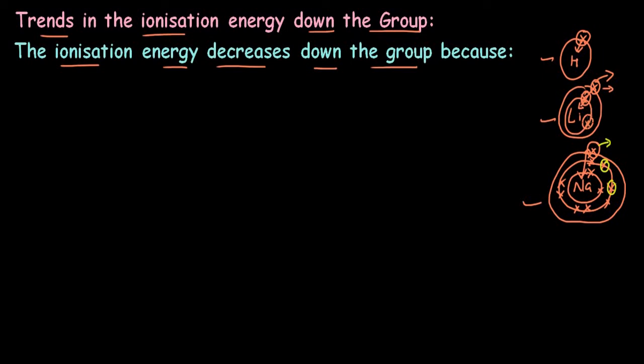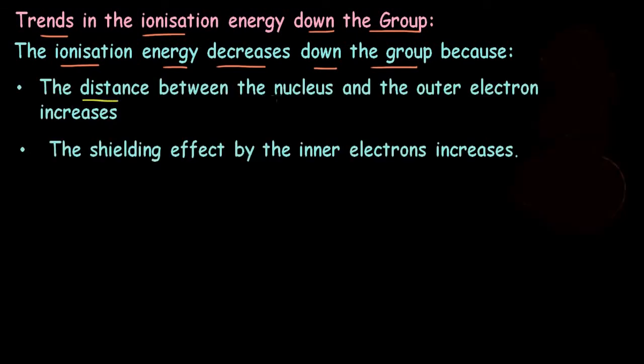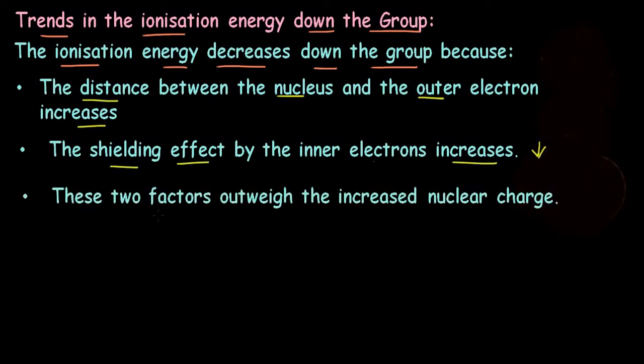So these two factors decrease the first ionization energy down the group. That is, the distance between the nucleus and the outer electron increases, so ionization energy decreases. The shielding effect of the inner electrons increases down the group, and so ionization energy decreases down the group. Also, there is an increase in the nuclear charge, but these two factors outweigh the increased nuclear charge, and because of that, the ionization energy decreases down the group.